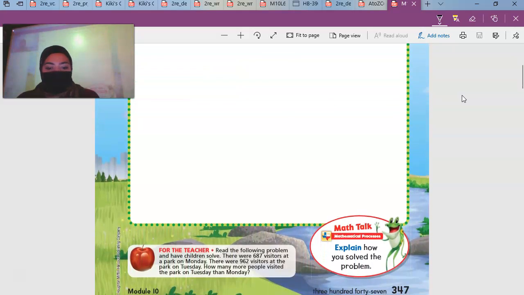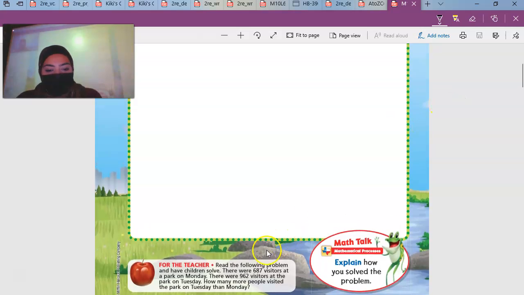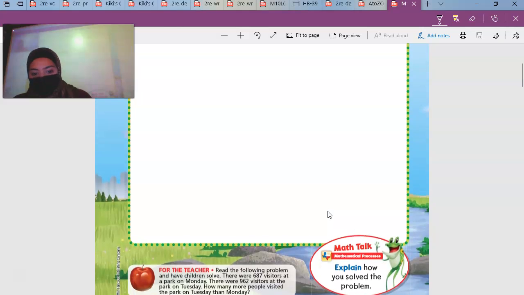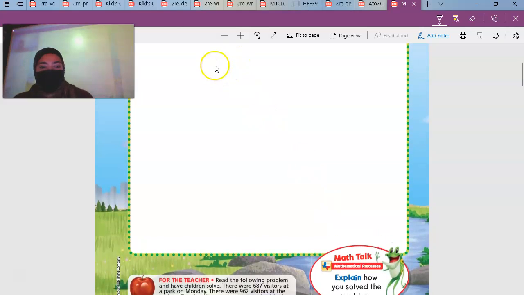So let's read what the problem is. There were 687 visitors at a park on Monday. There were 962 visitors at a park on Tuesday. How many more people visited the park on Tuesday than Monday? What does how many more mean? Subtract. Are we going to subtract on all the problems today? No, you have to read carefully to see what you'll have to do by looking at those keywords.